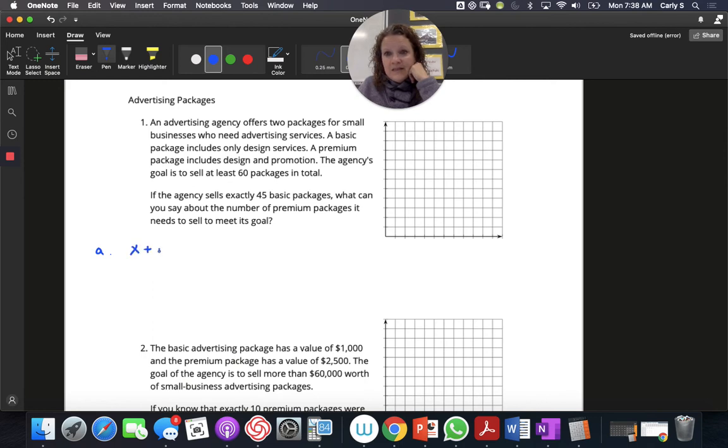All right, an advertising agency offers 2 packages for small businesses who need advertising services. A basic package includes only design services. A premium package includes design and promotion. The agency's goal is to sell at least 60 packages in total. So at least 60 packages in total means that we are selling x plus y is greater than or equal to 60, where x is basic and y is premium.